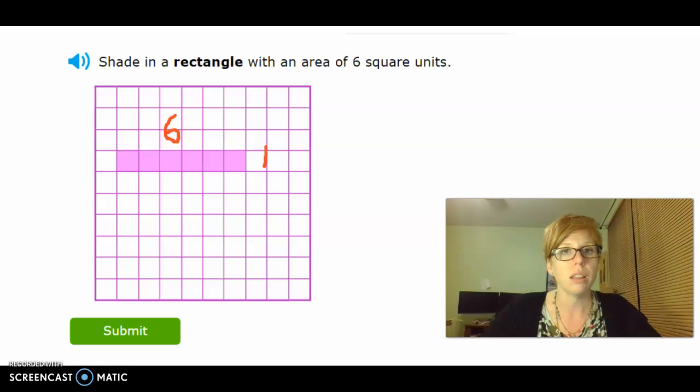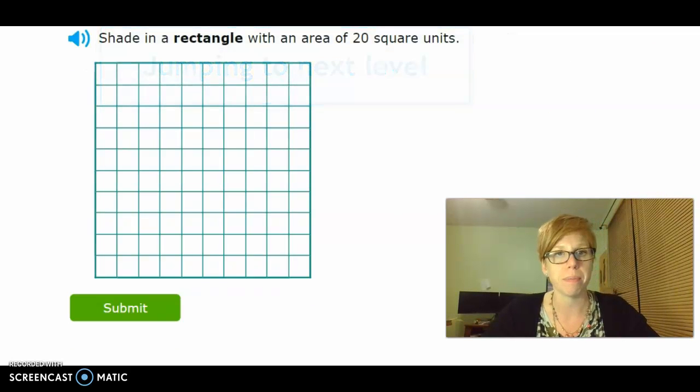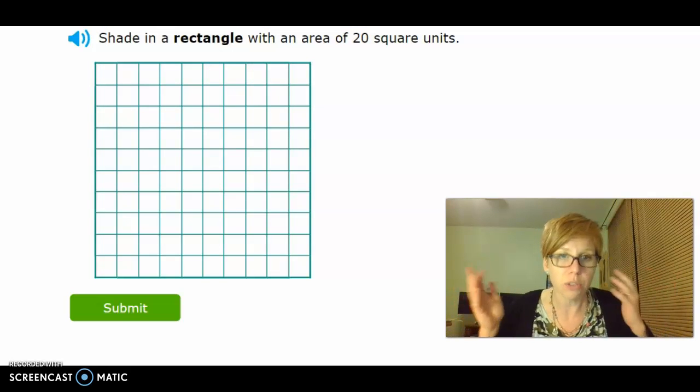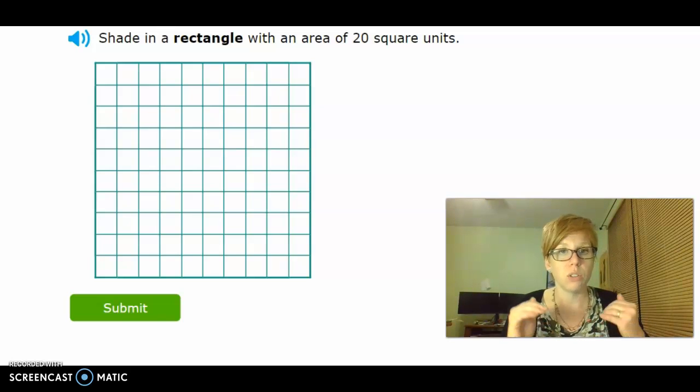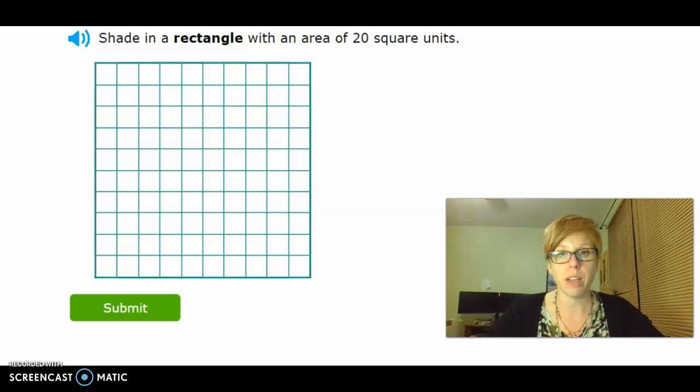All right, let's talk about one that might have a higher number, a higher area. That's 20. I can automatically think of 2 numbers that I can multiply together to make 20. We could do 10 times 2, right? 10 wide, 2 tall. We could do 5 times 4, 5 wide, 4 tall, okay? You have to know your multiplication facts for this.